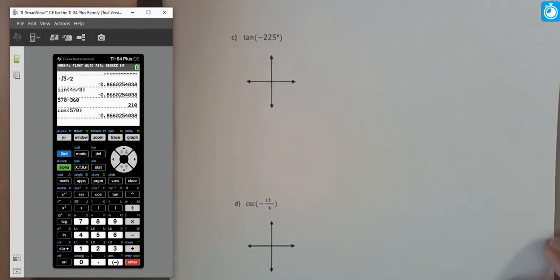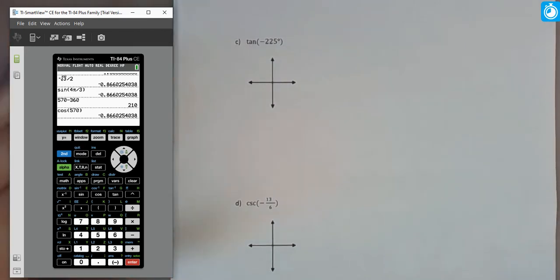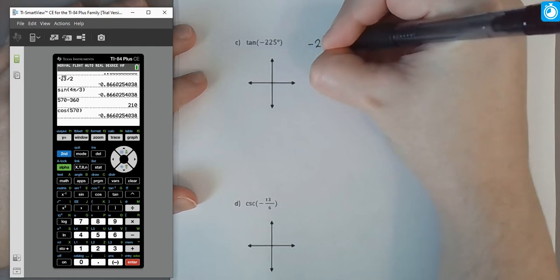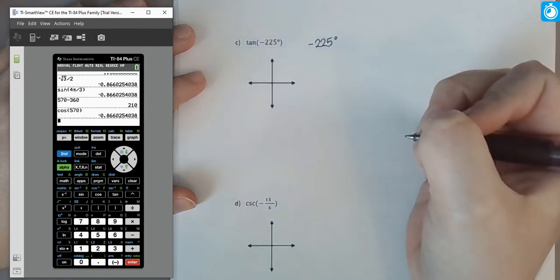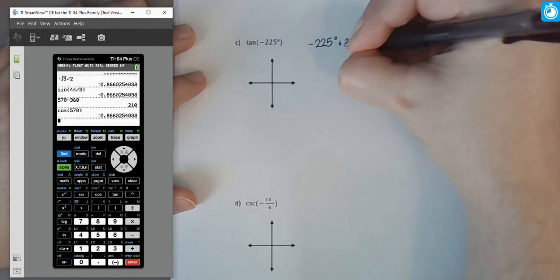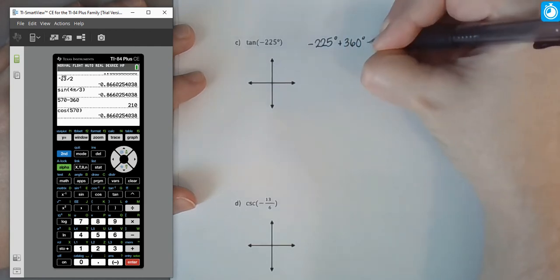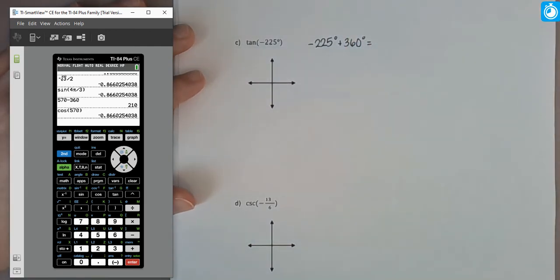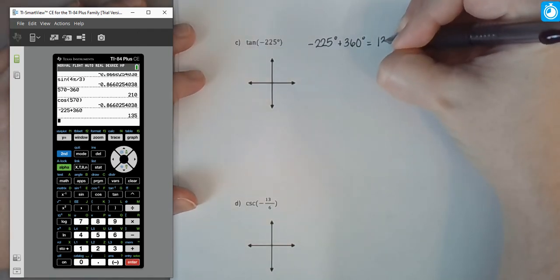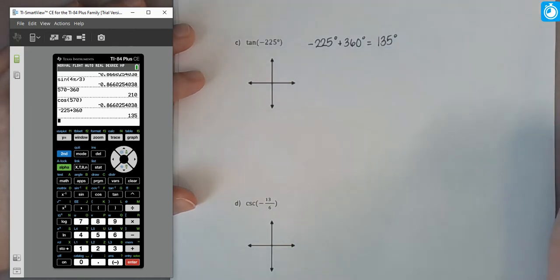Also in degrees, but now we have a negative angle, which means it's definitely not within the rotation we want. So negative 225 degrees, we need a coterminal angle to that within the rotation that we want. So negative 225 degrees, add on a rotation to find a positive coterminal angle. So negative 225 plus 360 is going to give us 135 degrees. So that is going to be our coterminal angle.